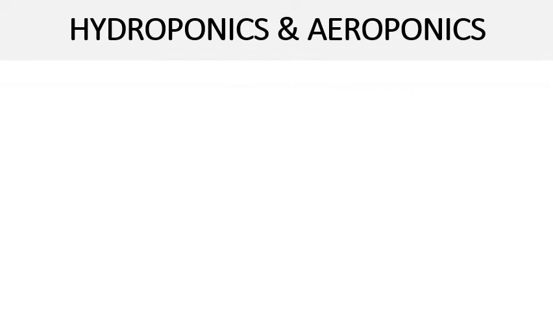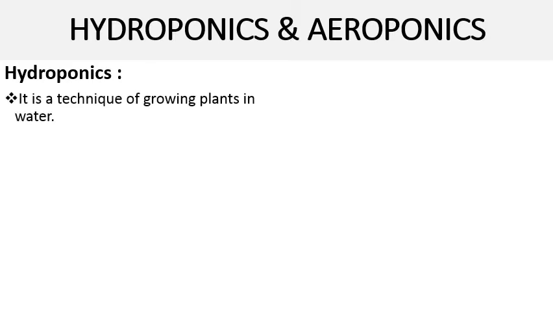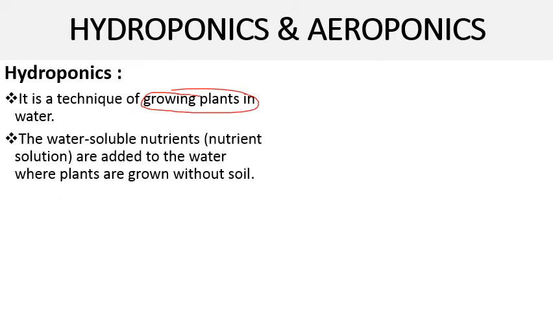Next, we have some advanced techniques which are used for plant growth, like hydroponics and aeroponics. Hydroponics is a technique of growing plants in water. Water contains all the essential nutrients which are required for normal functioning and growth of plants. So it's a technique of growing plants in water. The water-soluble nutrients are added to the water where plants are grown without soil. So this is a soilless culture.